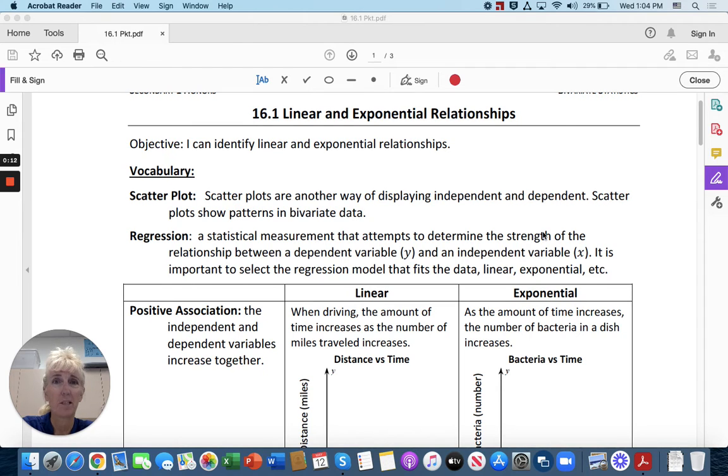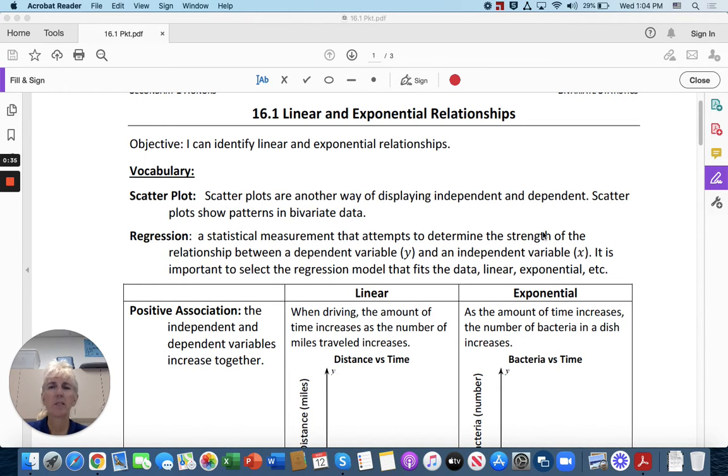We have vocabulary, scatter plot. Scatter plots are another way of displaying independent and dependent data. Scatter plots show patterns in bivariate data. I think you also might need to know what bivariate data is. That just means there's two variables involved in the data, not just one variable.